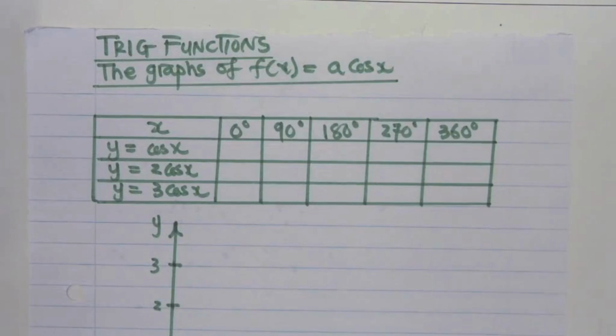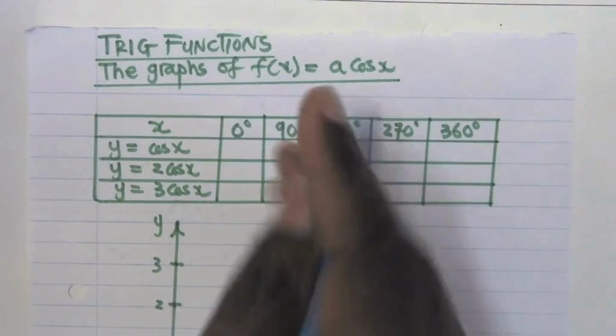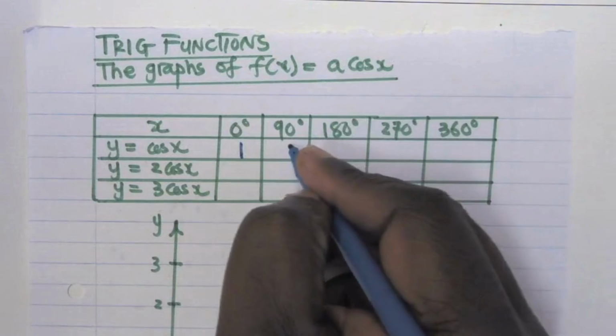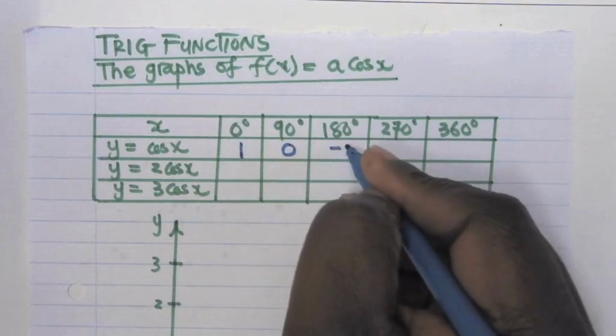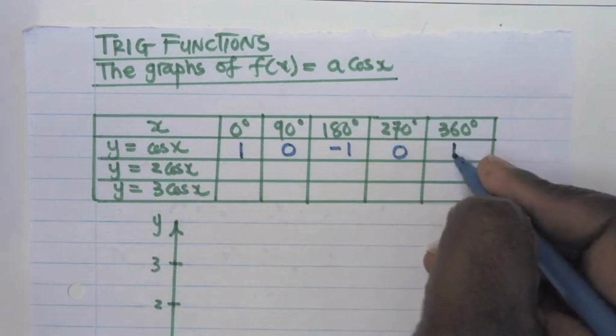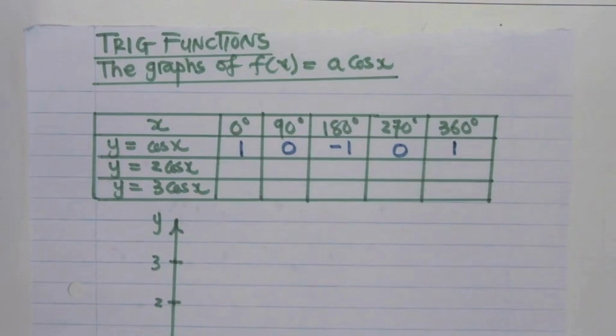In today's lesson, we're going to draw the graphs of f(x) = cos x, y = 2 cos x and y = 3 cos x on the same set of axes. I'll begin here by completing the table of values. If I substitute in my calculator, I'm getting 1, for 90 I'm getting 0, then I'm getting -1, then 0, and then the last one, I'm getting 1.